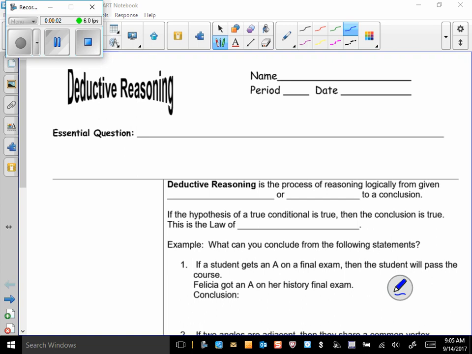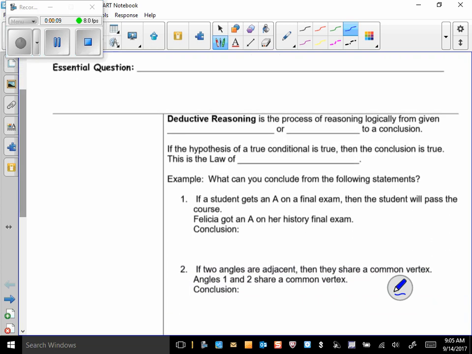Today's lesson is on deductive reasoning, and we are getting down to the nitty-gritty now because, if you remember, I told you deductive reasoning is what we're going to use to do proofs, and we are going to jump right in here. So let's define it first. Destructive, oh, is that a Freudian slip? Deductive reasoning is the process of reasoning logically from given statements or facts to a conclusion, and that's how we do a proof.